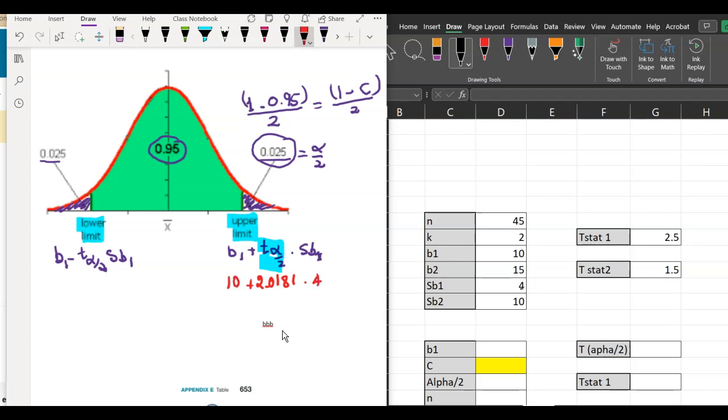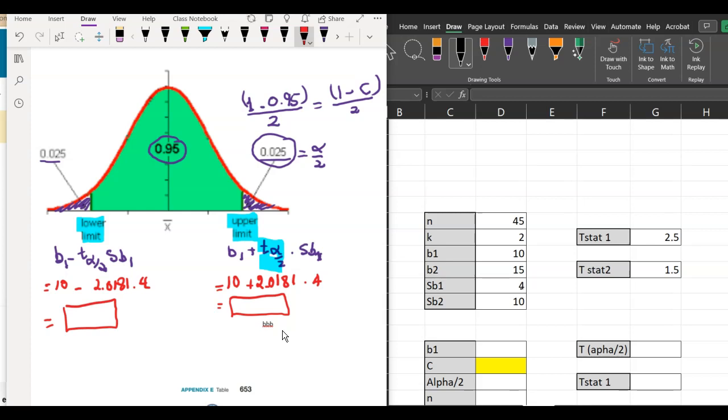and the B1 is going to be 10. So this is going to be the upper limit. The lower limit is going to be 10 minus 2.0181 times 4. Now you could plug this in the calculator and you get the answers here, right? So this is your confidence interval.